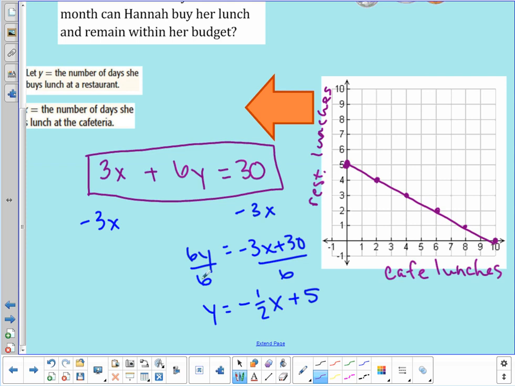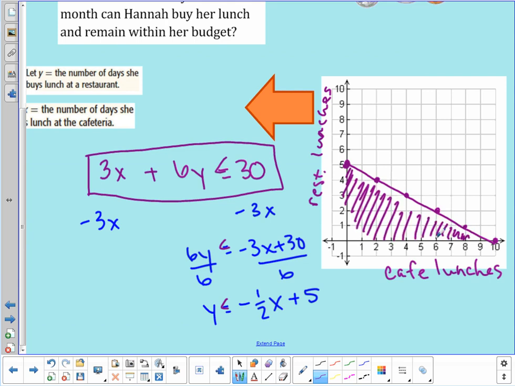And actually, this should have been an inequality. I'm sorry, let me back up. This should actually be less than or equal to $30 because she can spend up to $30, but she can't go over. So these are all less than or equal to. And we divided by a positive number, so we didn't have to flip it. That tells us where we need to shade. We need to shade underneath that solid line.